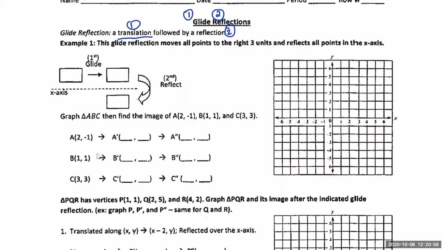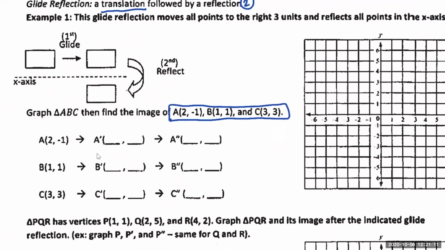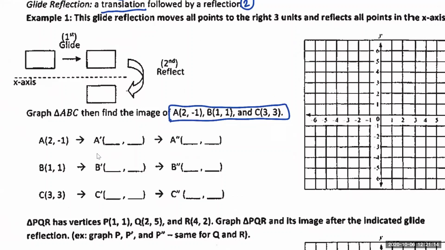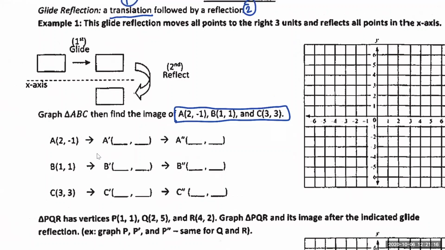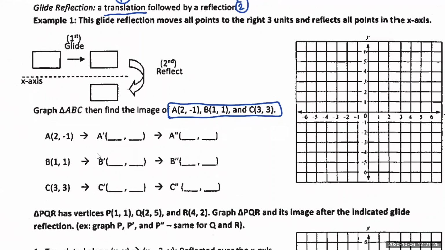For example, the one I'd like you to write down has coordinate points: A is (2, -1), B is (1, 1), C is (3, 3). Write these down if you don't have them printed. The glide reflection in example 1 moves all the points 3 to the right, and then reflects all the points across the x-axis.